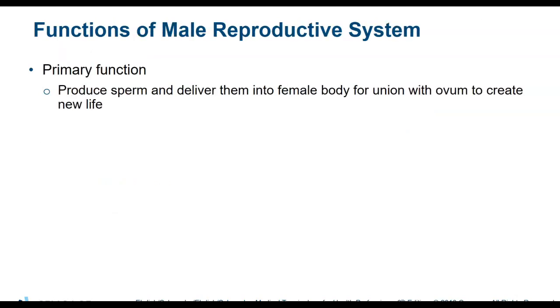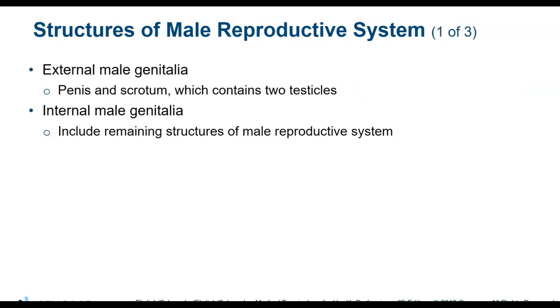The primary function of the male reproductive system is to produce sperm and get them into the body to create new life. So when we talk about the male external genitalia, we're looking at the penis and the scrotum. And within that scrotum, there are generally two testicles. We will be talking a good bit about internal male genitalia shortly.